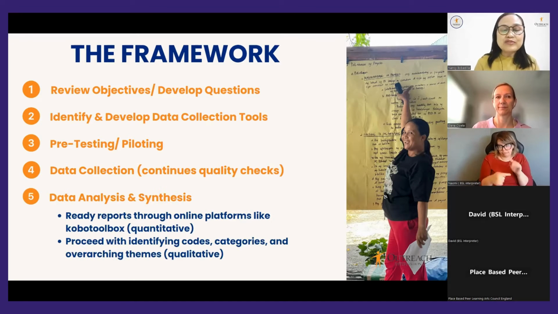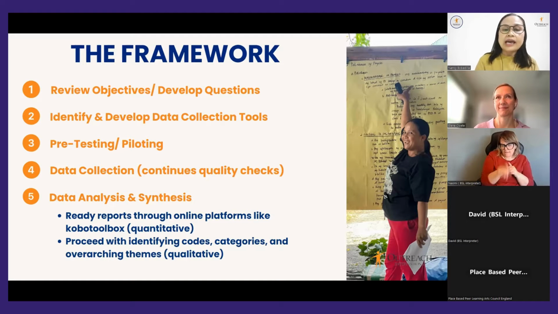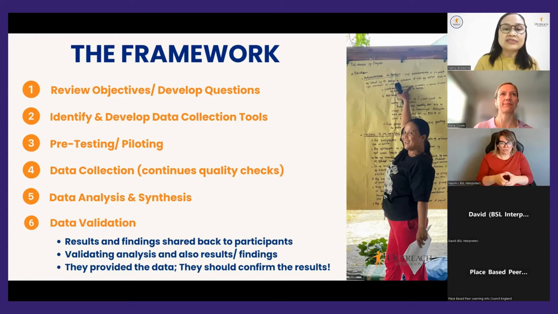And then step 5 is analyze the data. So if the community is using a tool like Kobo Toolbox, they will be happy with the immediate reports the tool creates. Alternatively, they will perhaps use Excel to create summary tables for their quantitative data. For qualitative data, the analysis part would then involve participatory coding of the data and looking for overarching themes and categories. And then step 6 is data validation.